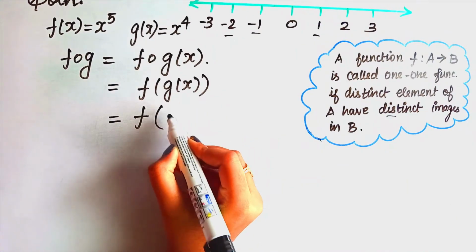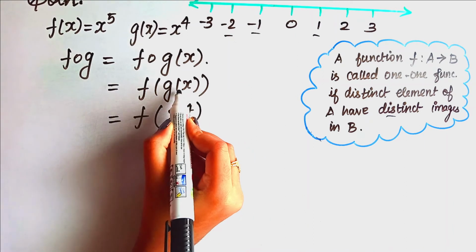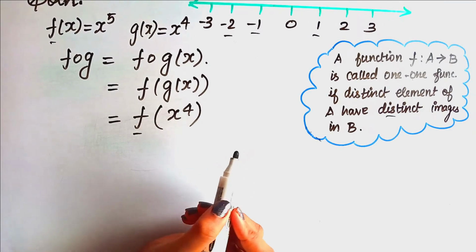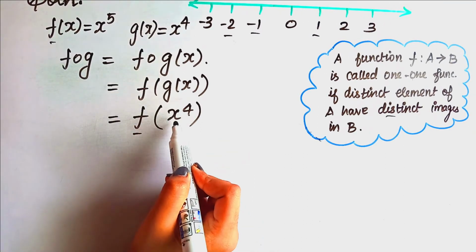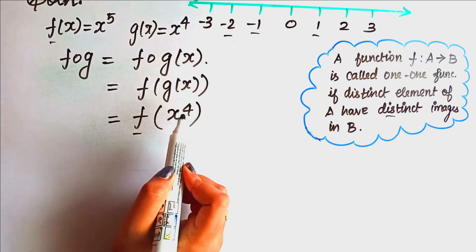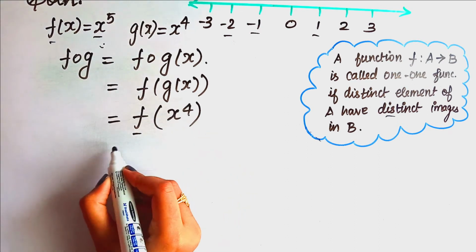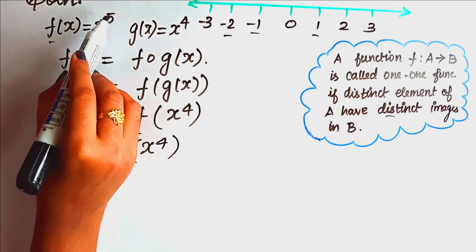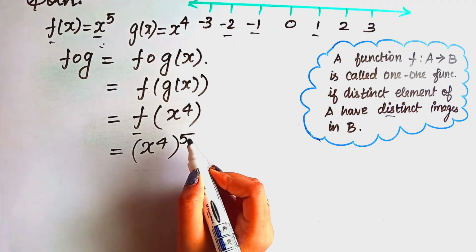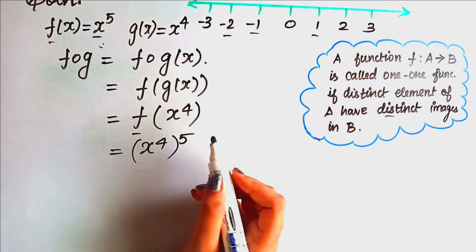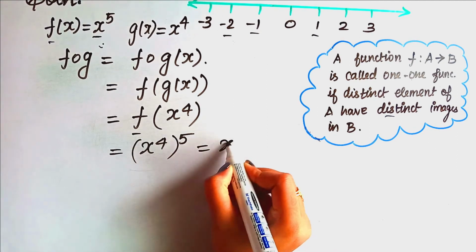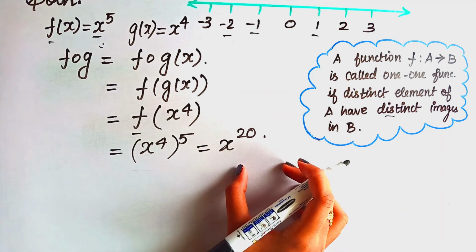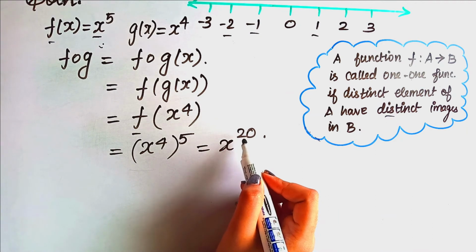So let's substitute x power 4 in the place of g of x. Here there is a function f, but the only difference is that in the place of x we have x power 4. So in the place of x you have to substitute x power 4. So there is an x, so you are substituting x power 4 there, and the whole power 5, right? So we will get the answer x power 20. So from here you can say that this is not a one-to-one function because it has an even power, right?